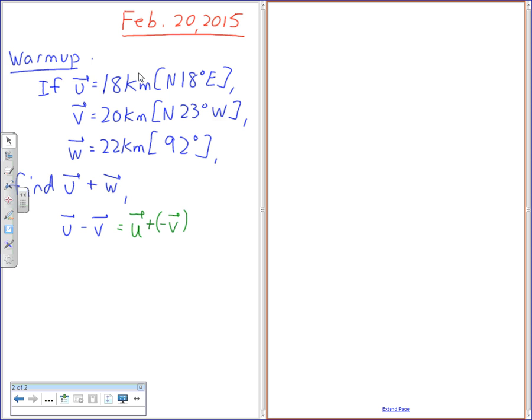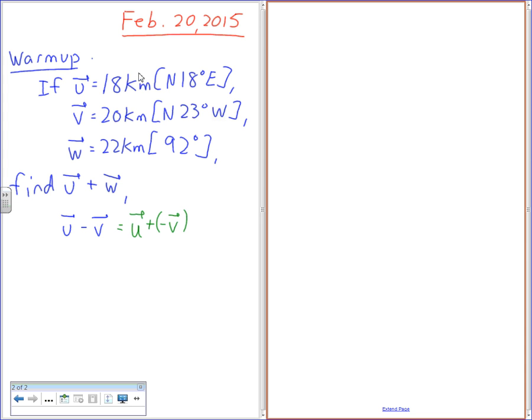So, first off we're going to add u plus v, u plus w, okay? How am I going to do that? How are vectors added? Tip to tail, tip to tail. Tail to tail, we get the parallelogram. I'm going to do tip to tail. This is what I'm going to do.